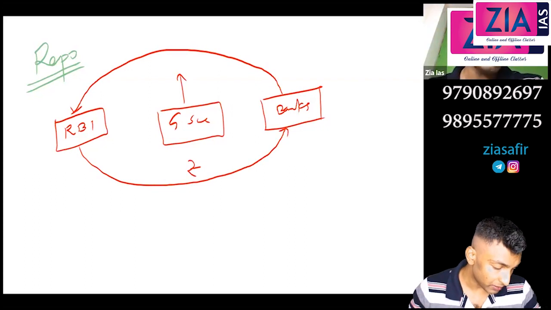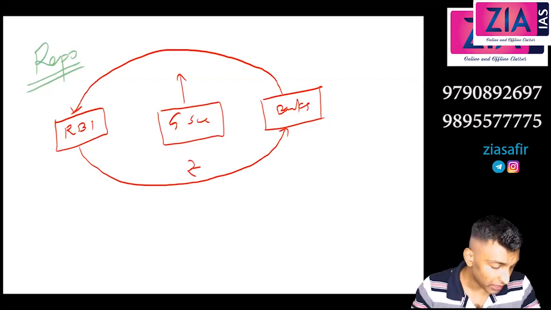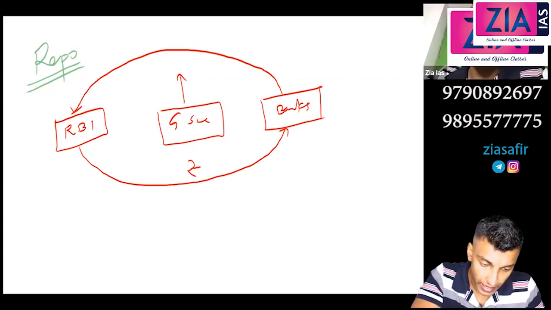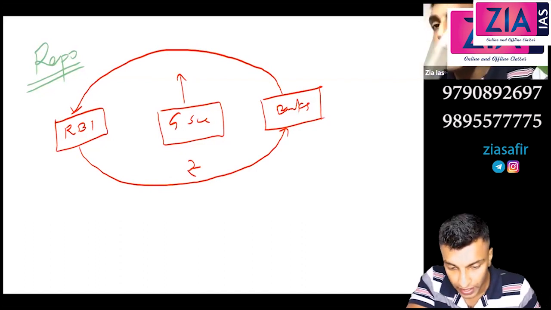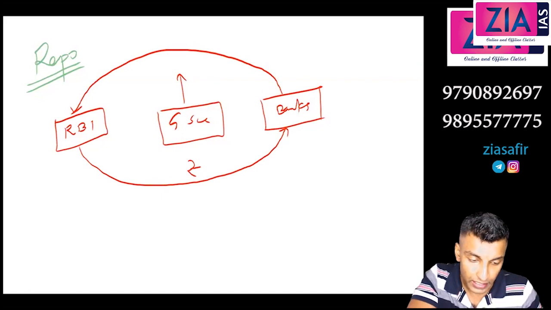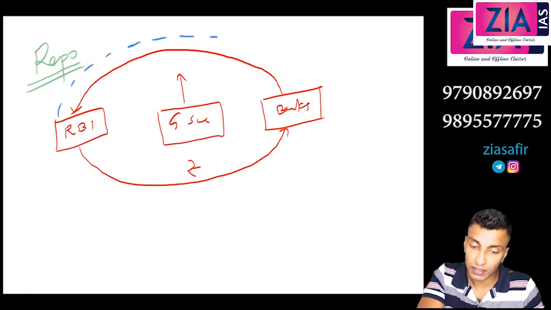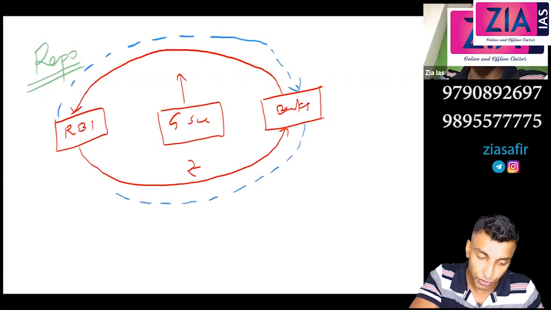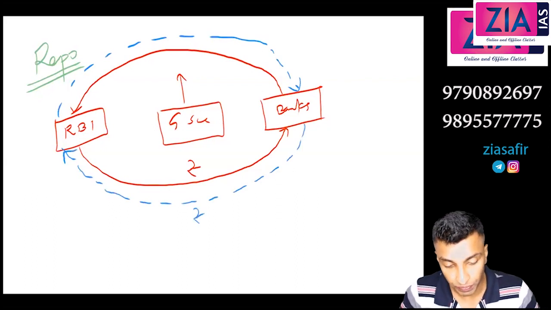And what is the agreement? It's a predetermined rate and date. At a predetermined rate and date, it will be repurchased. It has to be repurchased, right? Now RBI is buying the GSEC, but it has to be repurchased by the banks. So when the banks repurchase it, what do banks need to do? Banks have to give money back to the RBI.